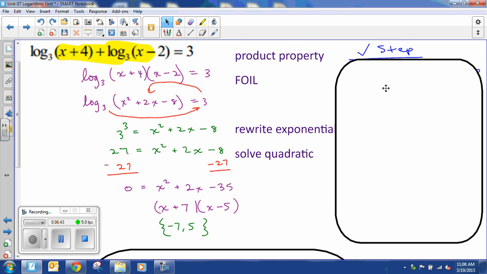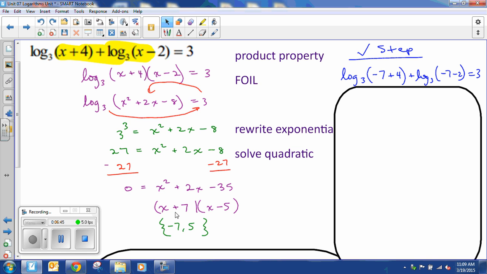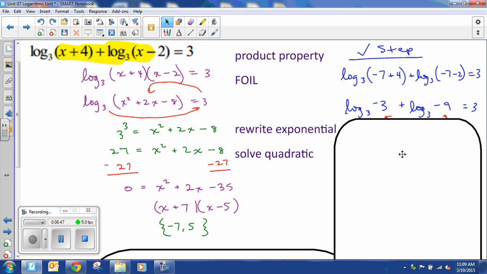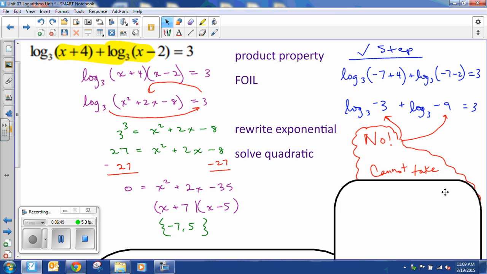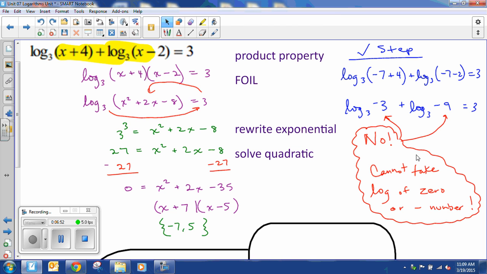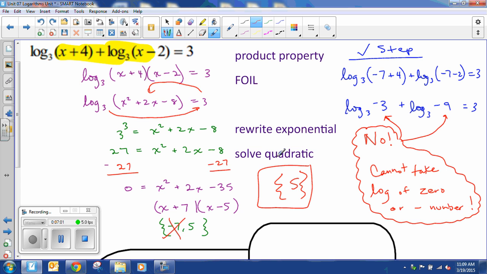Now, the check step is very important because when you plug negative 7 back in, you end up with taking the log of a negative number. As you can see, you cannot do that, so negative 7 is rejected. It's an extraneous root, and the only acceptable root is 5.